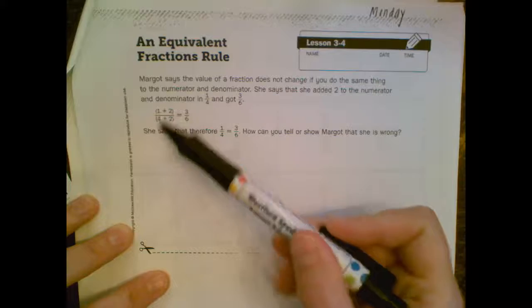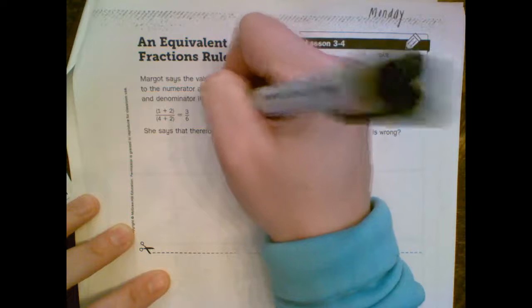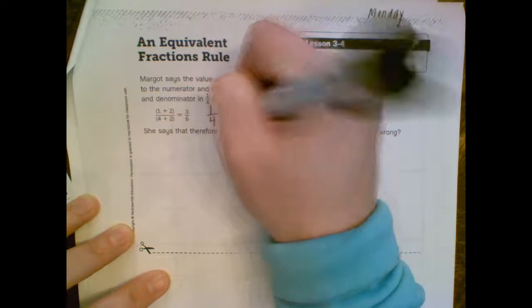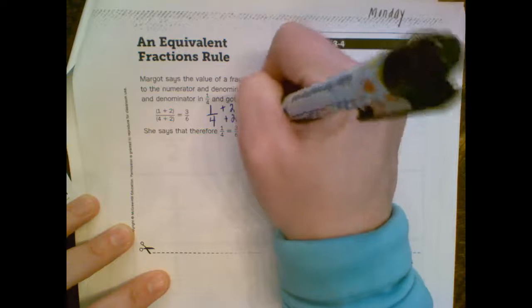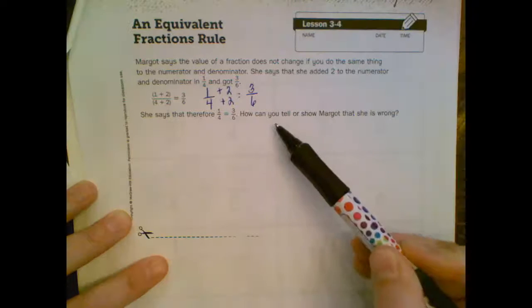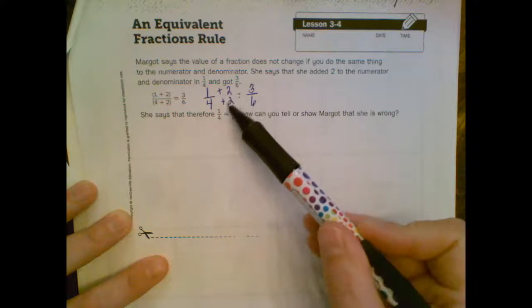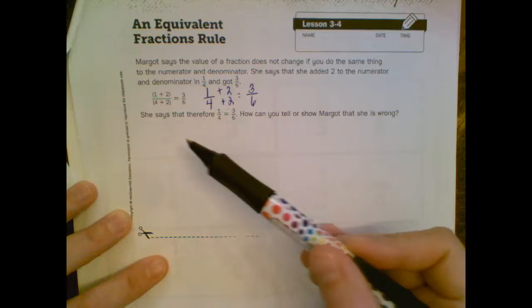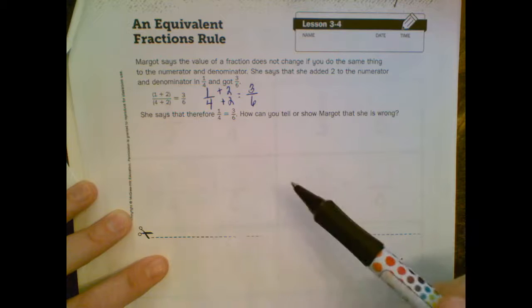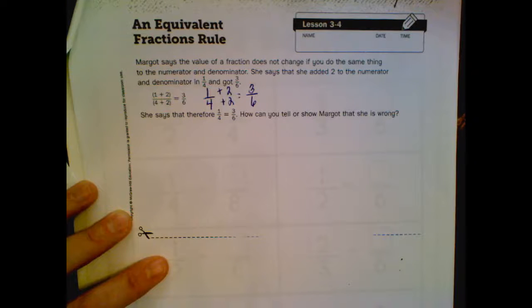So notice she had her original fraction of 1/4. And this girl said, well, if I add 2 to the numerator and 2 to the denominator, that would give her 3/6. So I want to know, when you're tackling this problem, how can you tell or show Margot that she is wrong? That is not how you make equivalent fractions. So I want you to either show me how she could have found an equivalent fraction or tell me using a sentence or two what she did incorrectly and how you would have done it differently.